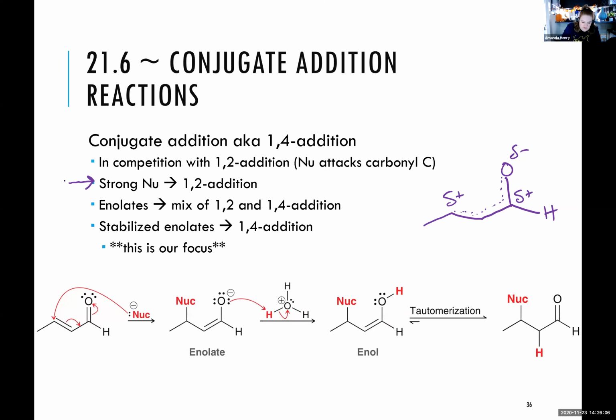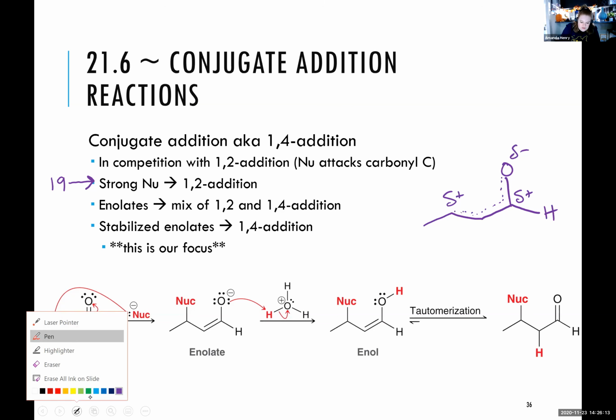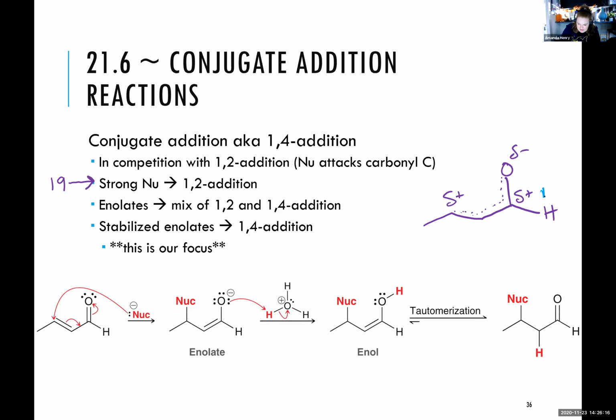Right here, this was chapter 19. A strong nucleophile will do a 1,2 addition. And when it says a 1,2 addition, it's referring to adding something to the carbonyl carbon, that would be 1, and adding something to the oxygen. So when we did our aldehyde and ketone chapter, we attacked that carbonyl with a nucleophile and added a hydrogen to the oxygen. We call it a 1,2 addition because they are that close to each other, the oxygen and the carbonyl carbon. 1, 2, very close.